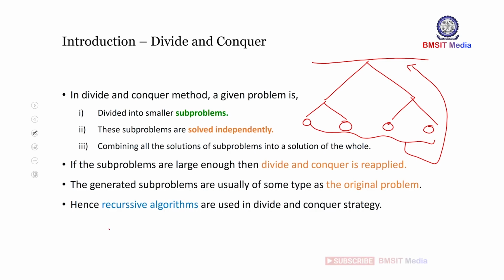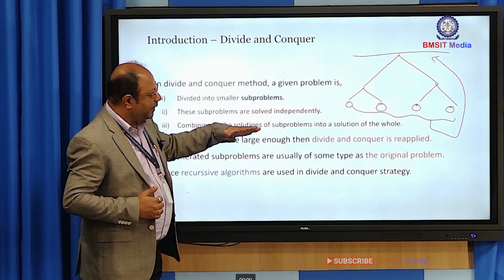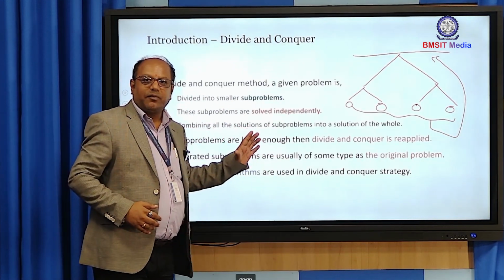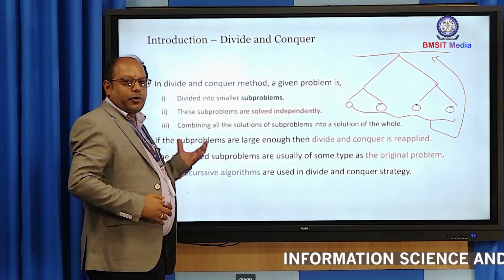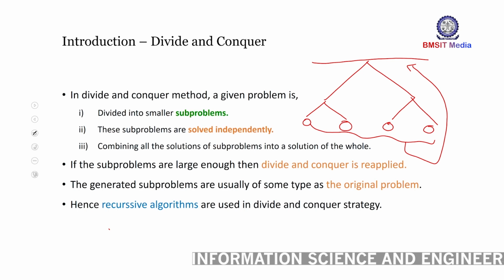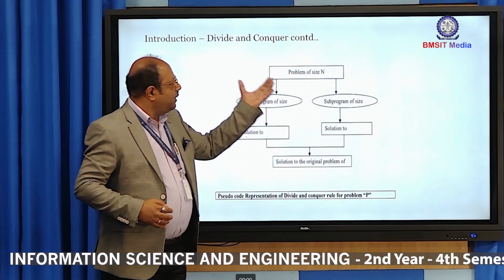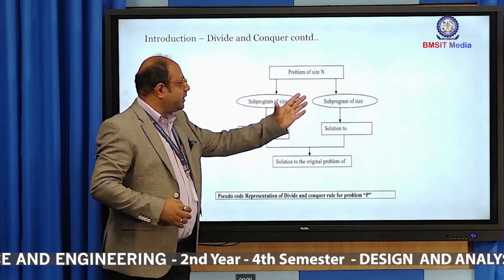The given problem will be divided into subproblems, and each subproblem will be divided into multiple subproblems. Finally, we combine all the subproblem solutions to obtain the original problem's solution. In this context, we have an example here, any problem for that matter. We apply the divide and conquer method. The problem is divided into two subproblems.